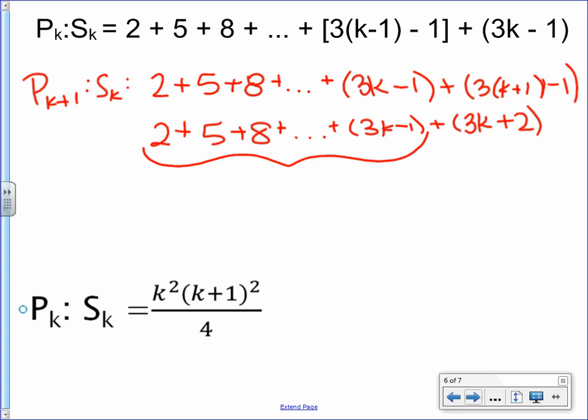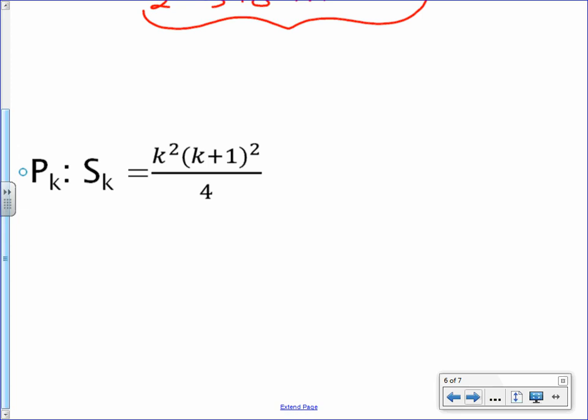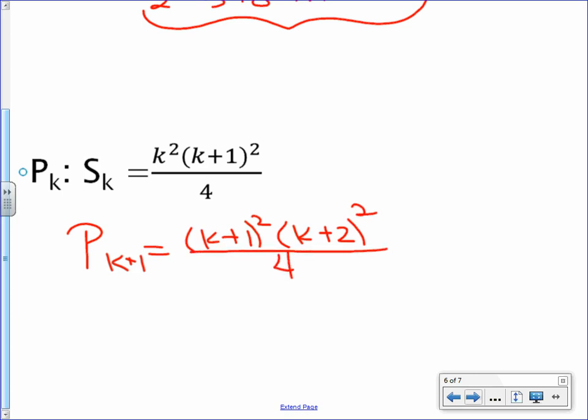How about this guy? I want P sub k plus 1. What would that look like? k plus 1 squared over 4. This is literally all you're doing in tonight's assignment.